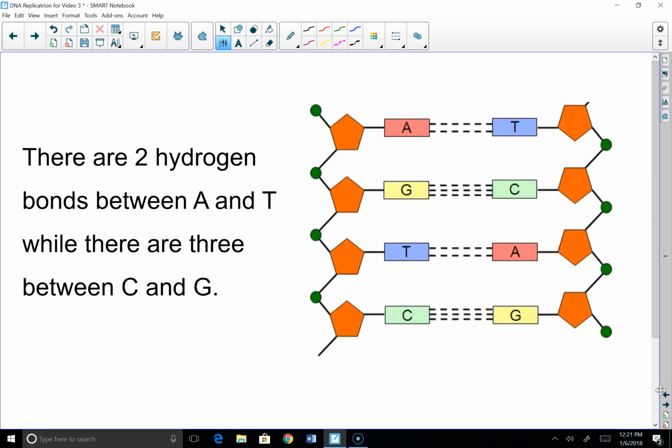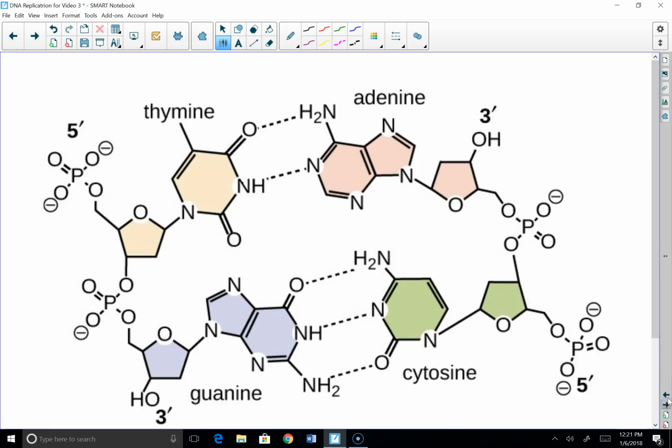When you look at the two strands of the DNA, they are held together by hydrogen bonds. The A, that is bonded to the T, will have 2 hydrogen bonds, while the G to the C will have 3. A more detailed image is here, where you can see the actual bonding. The A to T, that's the first hydrogen bond. This is the second hydrogen bond. In G and C, you will notice there are 3 hydrogen bonds. 1, 2, 3.